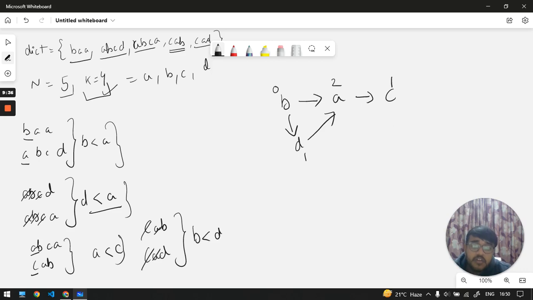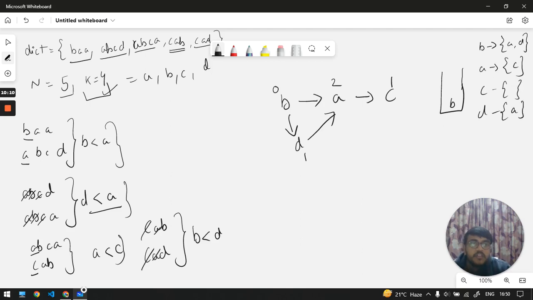According to Kahn's algorithm, the topological sort using the in-degree concept, I have to push the element with in-degree 0. So I will push B. Then I move to its adjacent neighbors. If I draw the adjacency list, B has A and D, A has C, C is empty, and D has A. Starting from B, its adjacent nodes are A and D.